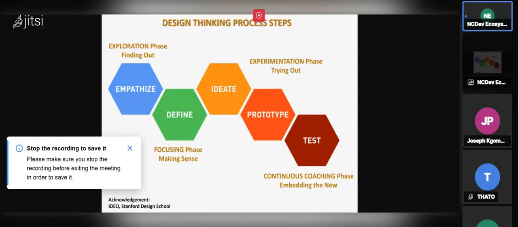That's one of the key things. What do we want to achieve? Yeah, that's one thing we need to also do. Then yeah, so this design thinking process is one of the key things to keep in mind. I will share this with you guys as well on the WhatsApp group.